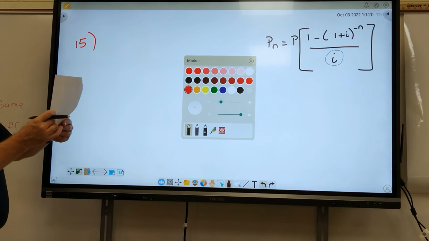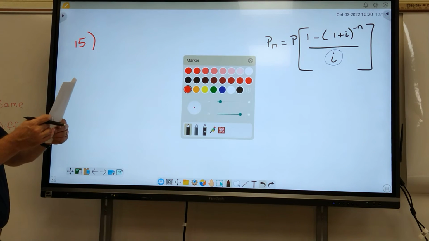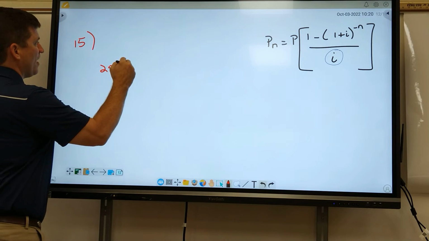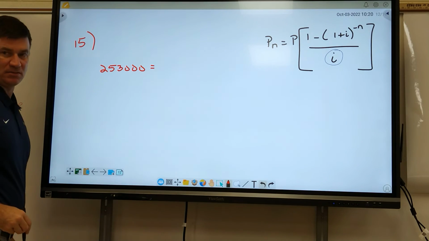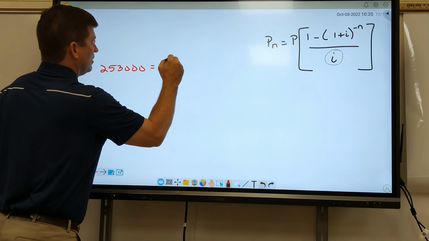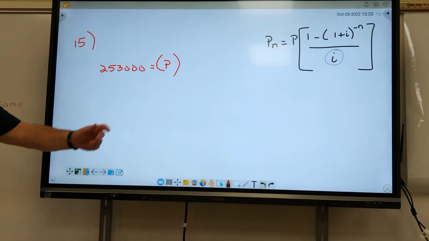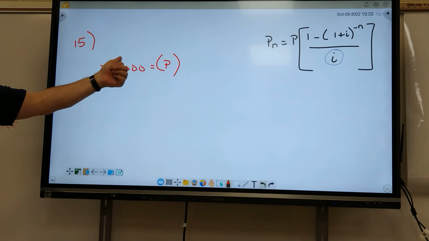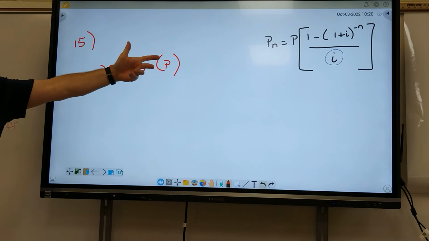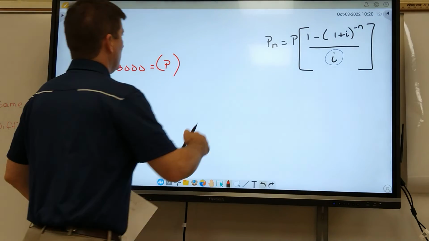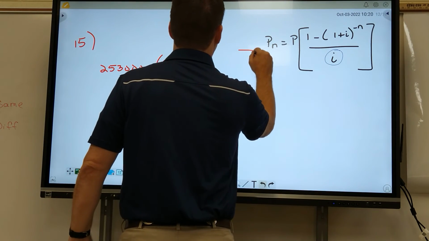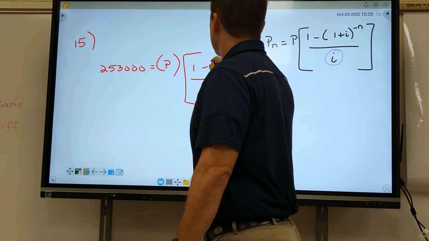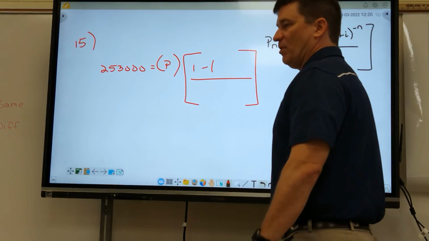All right, so the house payment on a house, it costs $253,000. I remember $253,000 goes on the left side of the equal sign. P stands for the house payment. That's why I know 253's got to go over here. You can't go in for the house payment. That's what we're trying to find. Now, I write 1 minus, this is where I got to figure out what the I is.